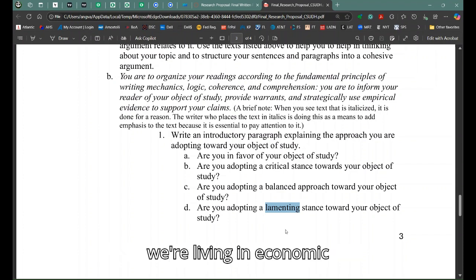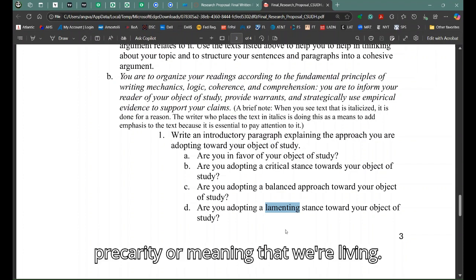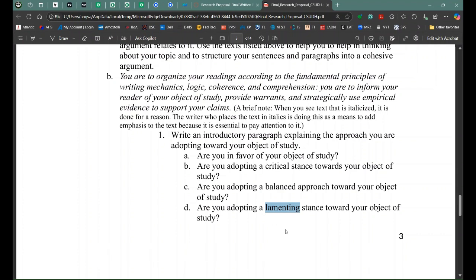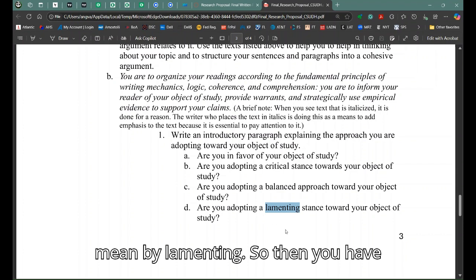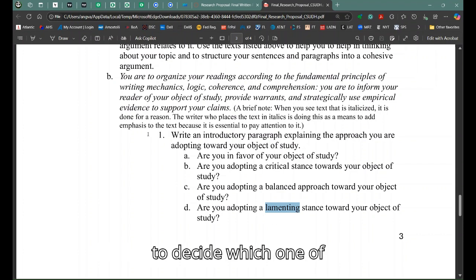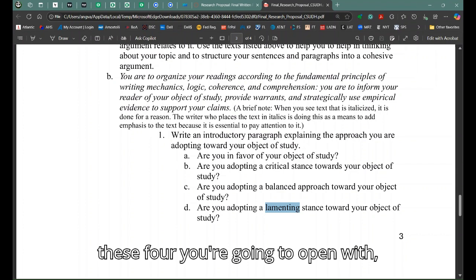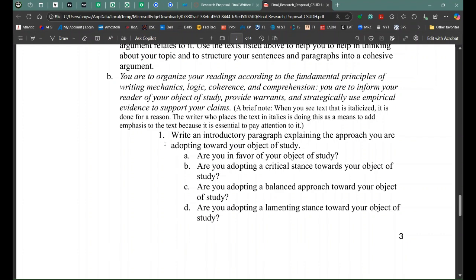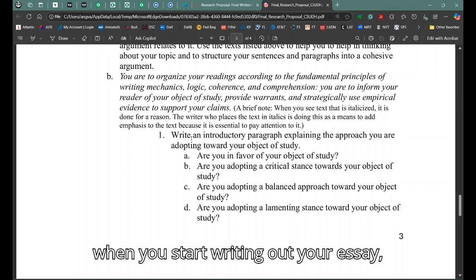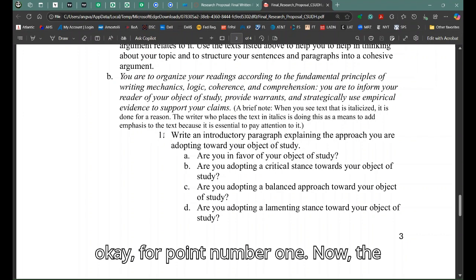Because we're living in economic precarity, meaning that we're living in economic uncertainty, where most people aren't sure how they're going to make ends meet. All right, so that's what I mean by lamenting. So then you have to decide which one of these four you're going to open with. Okay, so hopefully that makes sense when you start writing out your essay, okay, for point number one.